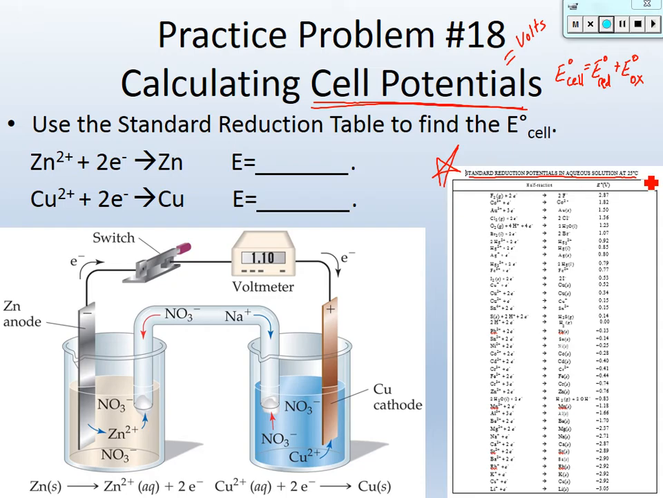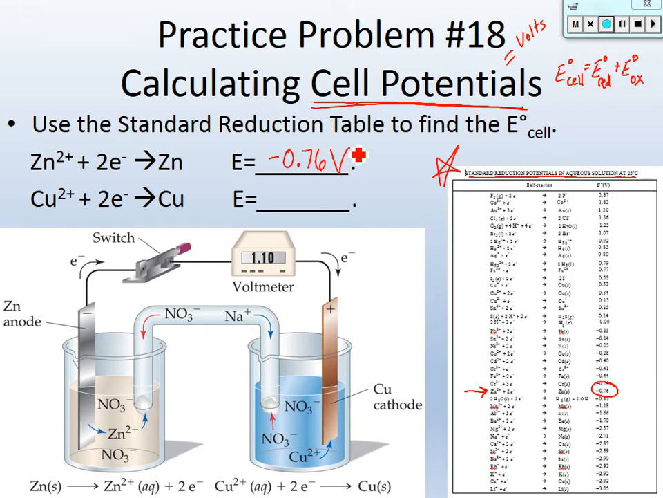Okay, so what you've got to do in order to figure out the voltage that will be produced by this electrochemical cell is figure out the voltage produced by each half reaction. So zinc plus 2, if you look, guys, zinc plus 2 is going to be right around here. And it's going to tell us that the voltage of zinc plus 2 going to zinc is negative 0.76. So I'm going to write that right here. Negative 0.76 volts.